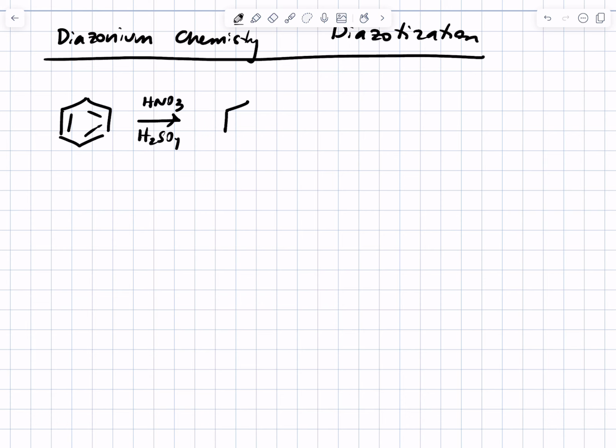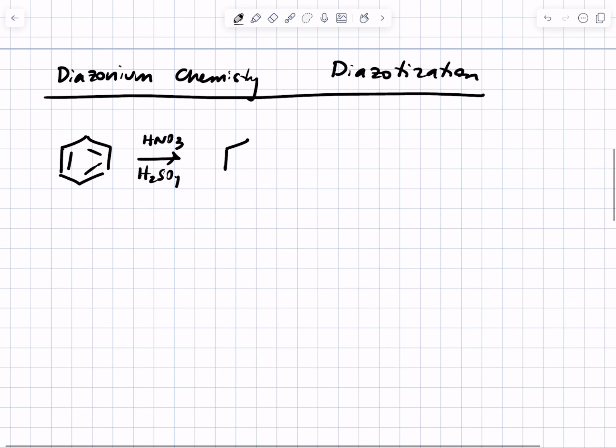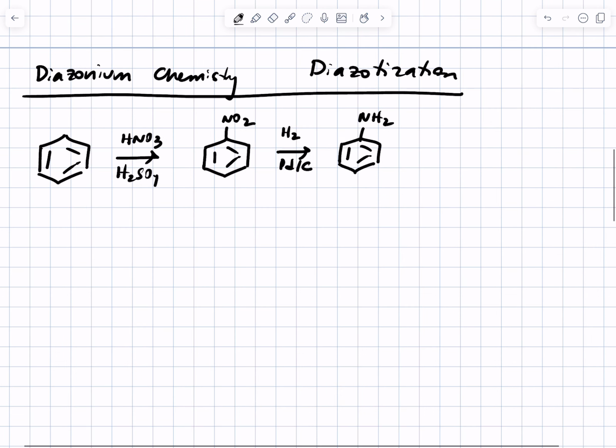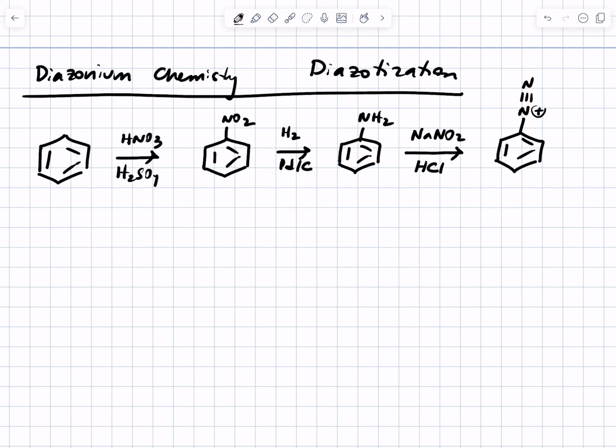So for diazotization, you can use aryl nitration to install the nitro group. You can reduce the nitro group using hydrogen and palladium on carbon to the corresponding aniline. And then there's interesting chemistry that allows you to convert the aniline into something else entirely. And that is this molecule, which we're going to call a diazonium salt.